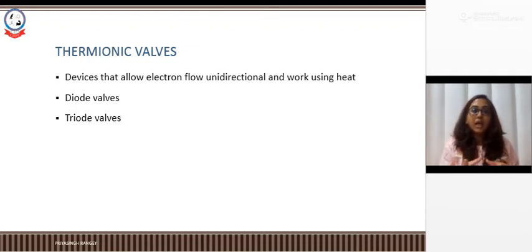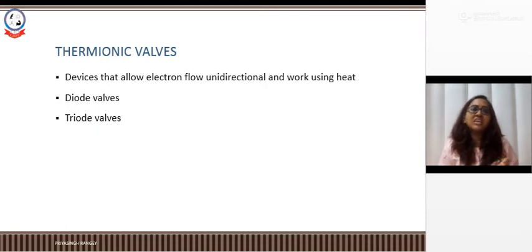So in any particular electrical circuit, electrons can flow from any direction to any direction, that is from negative to positive depending on whichever side it is, and based on the type of current we are using, the potential difference keeps changing, the potentials that any end carries keeps changing. But when we talk about thermionic valves, there is going to be only one direction of flow of electrons. The electrons cannot flow the other way round. That is a thermionic valve, or that is a valve when we say.